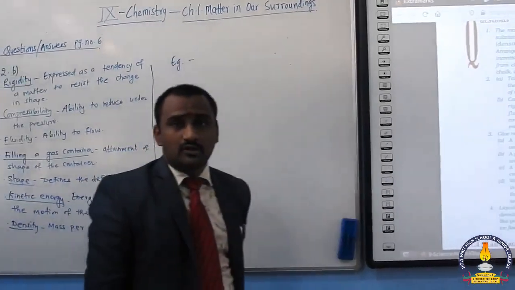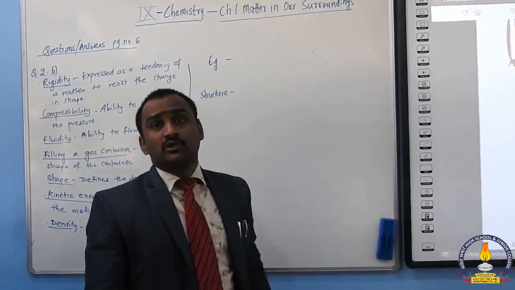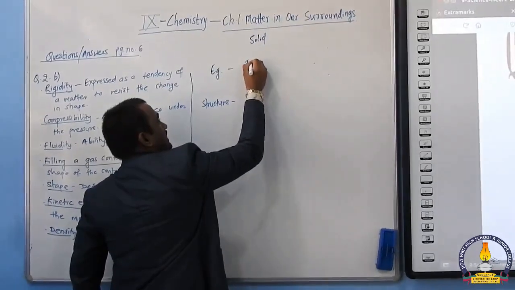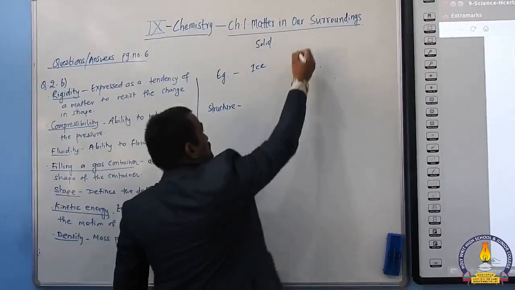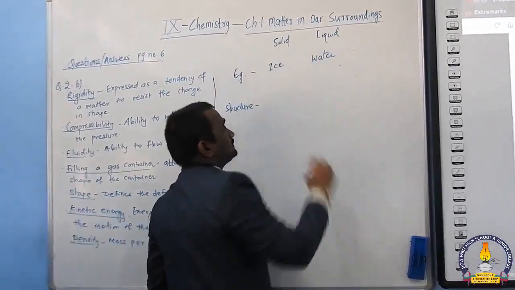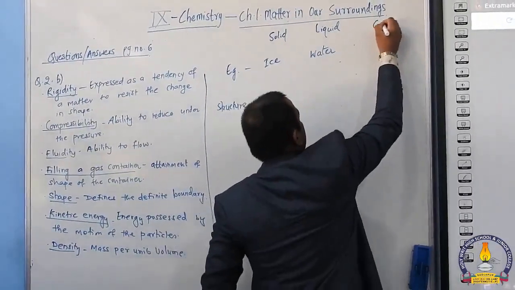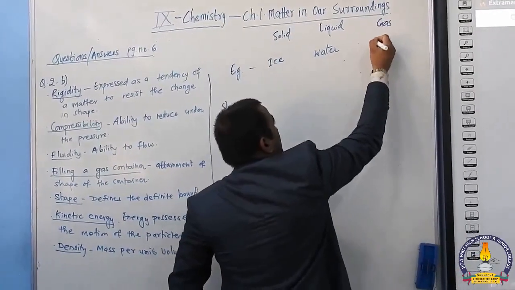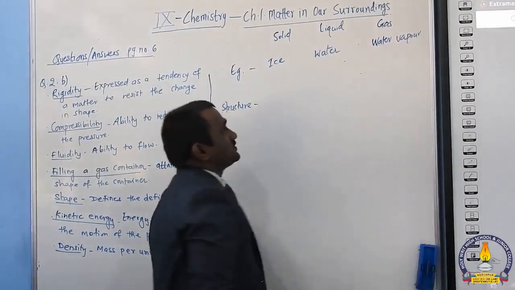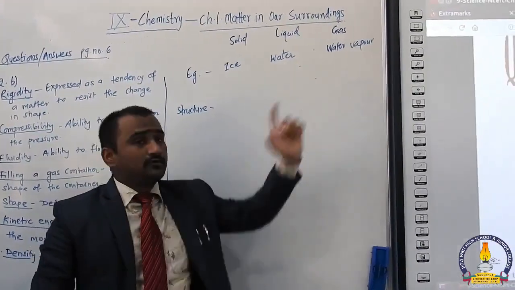For the example of the states of matter, meaning the solid, liquid and gaseous state, we can take the example of water. In the solid state, water exists as ice. In the liquid state, water will be normal water, and in the gaseous state, water will be in the water vapor form. This will be the example for the different states of matter: ice, water and water vapor.